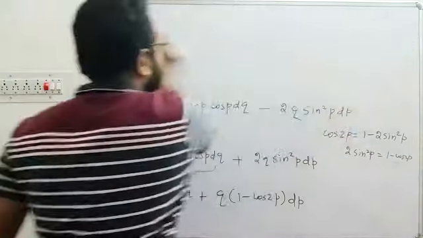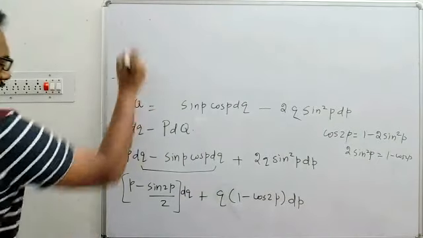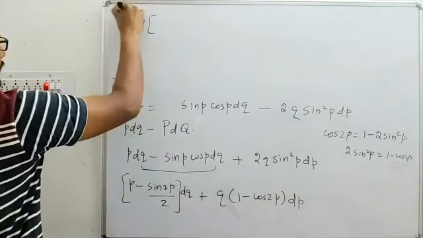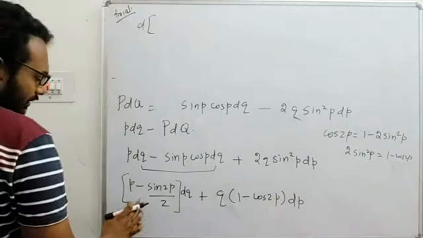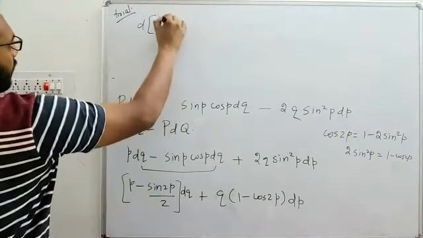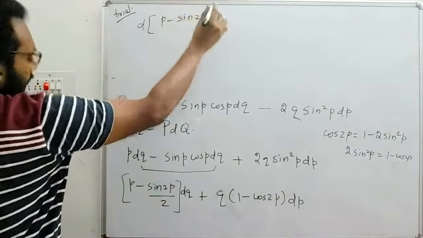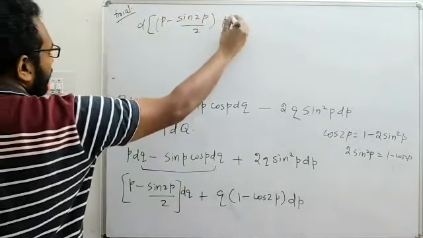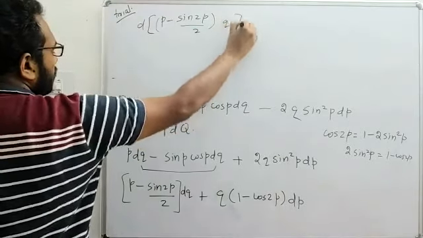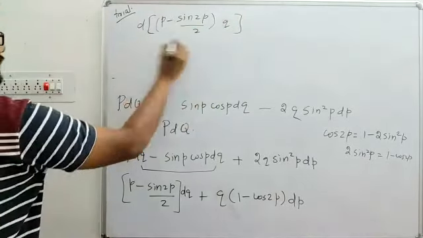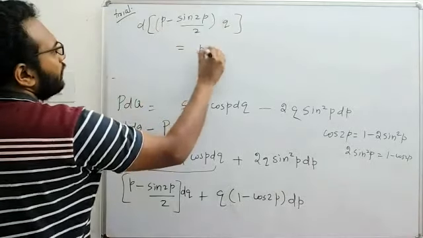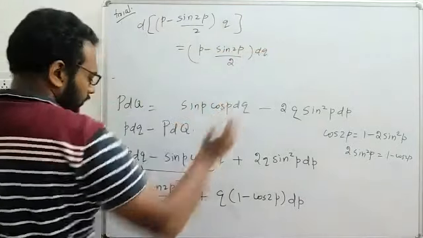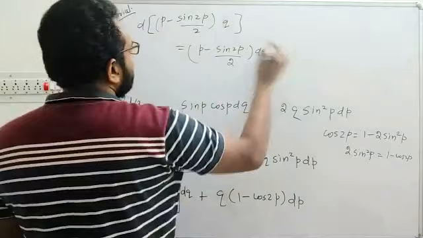Now again, as we said, is this a perfect differential? We just try. It's easy to try. Can this be written as d of p minus sine 2p by 2, multiplied by q? We can check this. The first term is p minus sine 2p by 2 multiplied by dq. Yes, we got it.